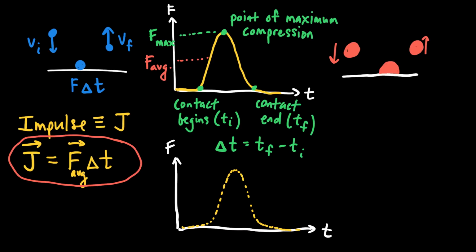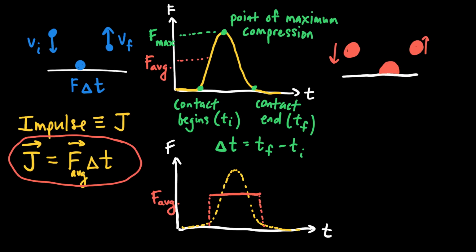The average force, or the force that's exerted on the ball, is 0 for a while, and then at the point of contact, the average force would rise up to its average value, and then when the point of contact ends, the force would go away. And so our graph would look something like this, where that red line represents the average force.